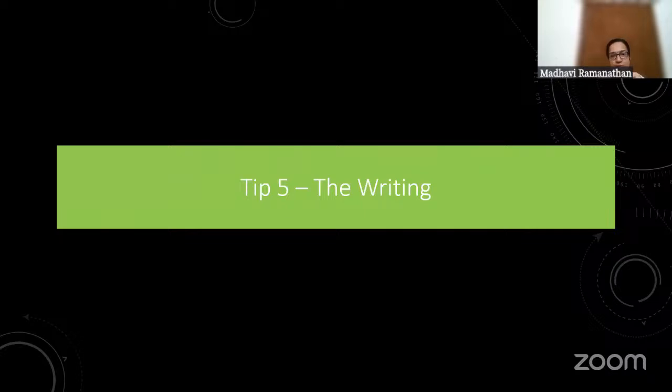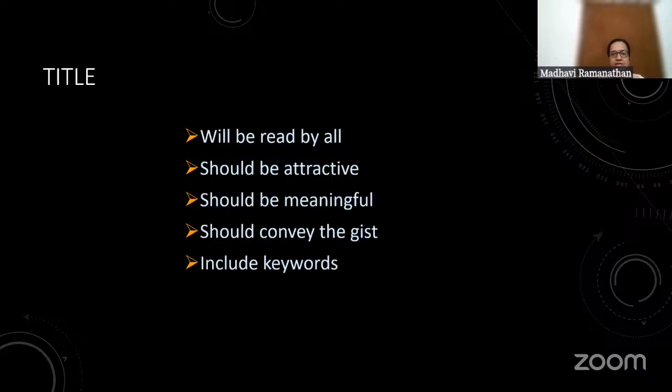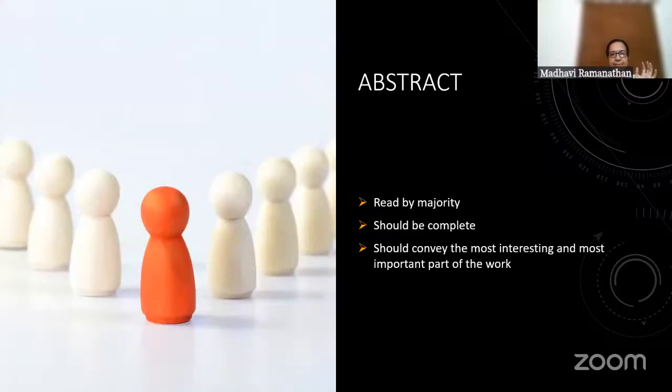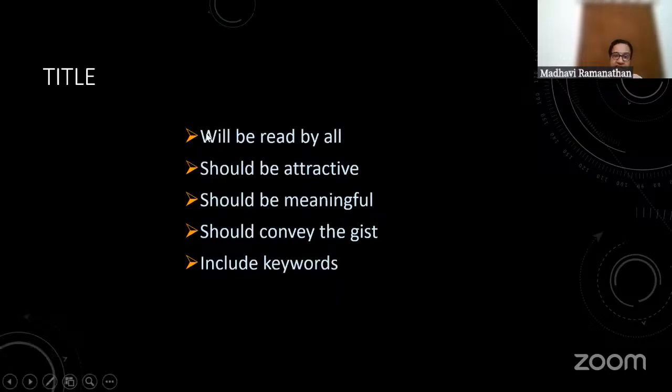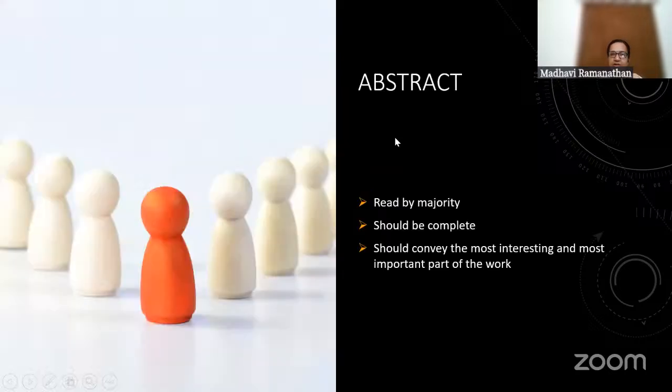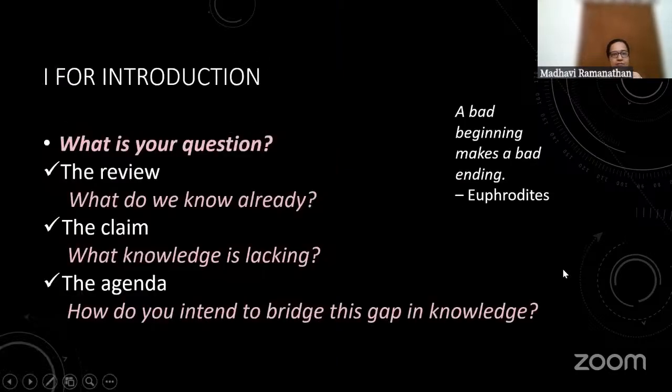The next tip, or the most important tip, is the writing. Dr. Prasanna talked about the IMRAD. I will be telling some key points in each of those. In the title, it should be really attractive and meaningful. It should convey the gist of what you're going to say. The title will usually be read by all. When it comes to the abstract, it will be read by the majority. So it should be complete, and it should convey the most interesting and most important part of your work.